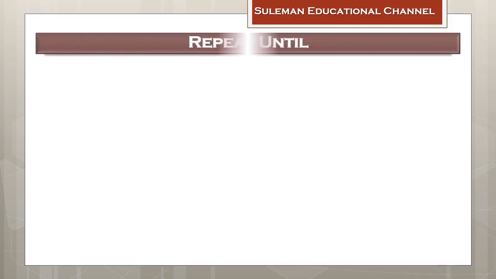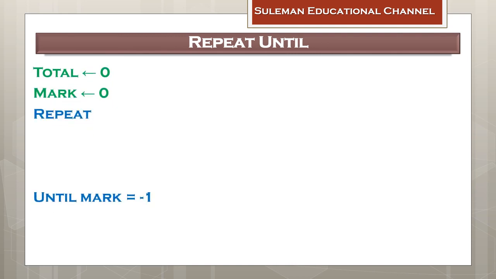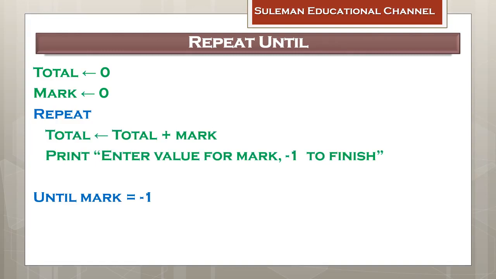Now let us discuss another example of repeat until. Total assignment operator 0, mark assignment operator 0, repeat, total assignment operator total plus mark, print enter value for mark minus 1 to finish, input mark, until mark is equal to minus 1.